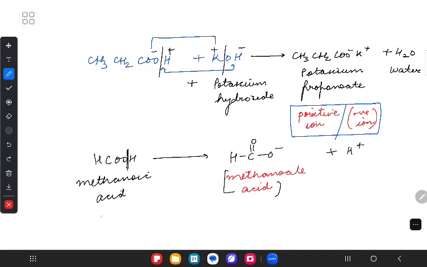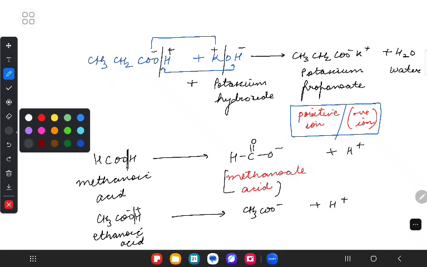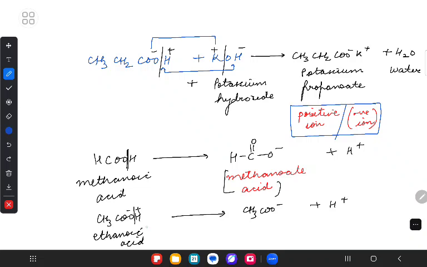So if I have CH3COOH, I will have ethanoic acid. How do you write it down? You know that it is going to break like this. So it is going to form CH3COO negative plus H positive. So ethanoic. So you replace oic with what? Ethanoate.